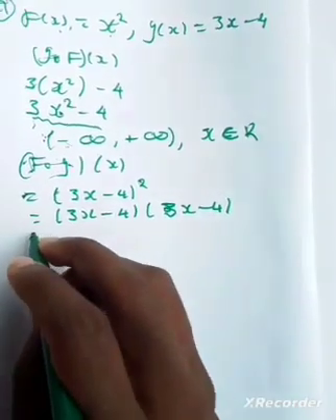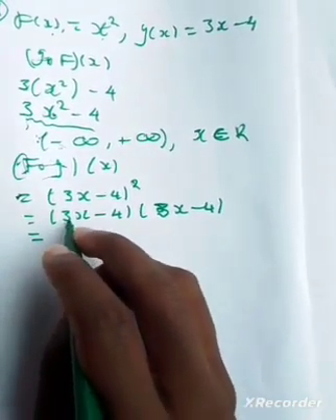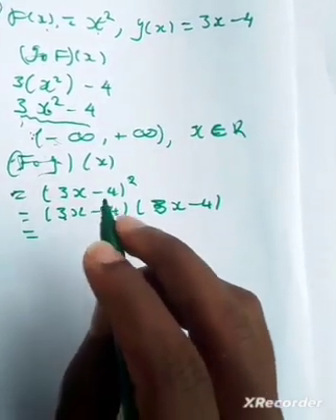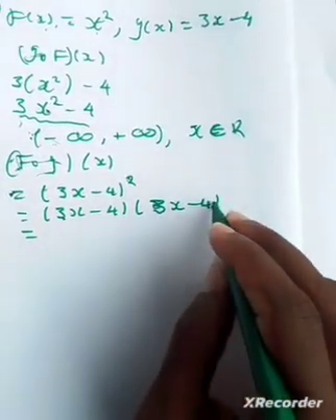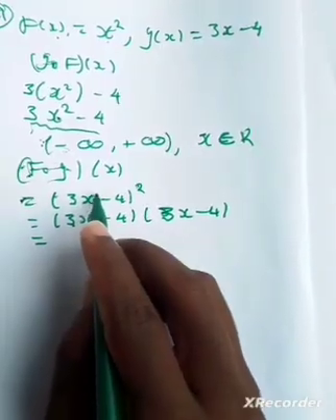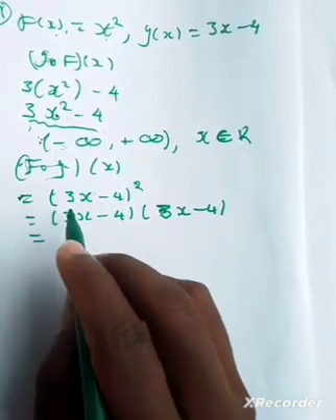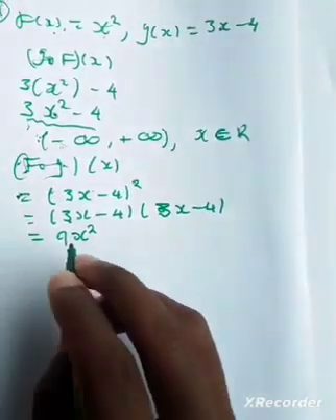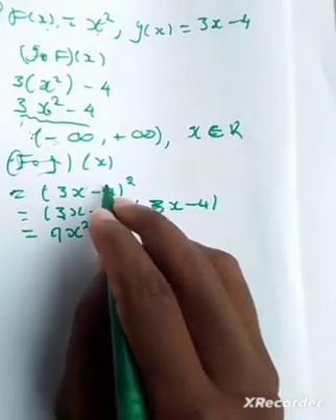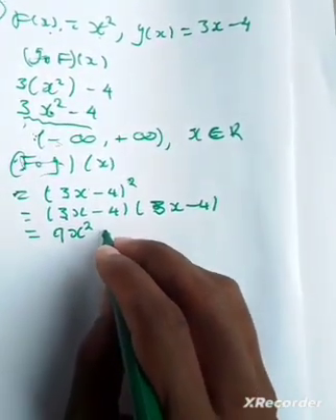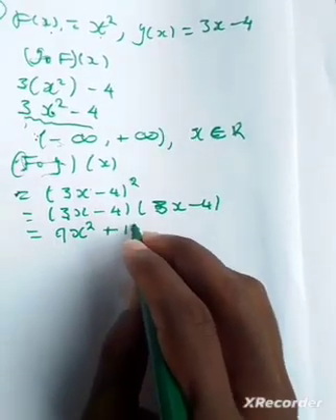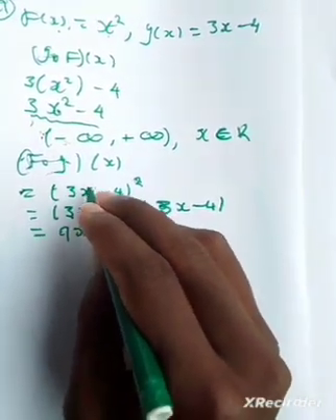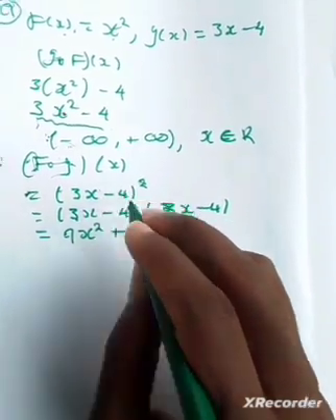So expand this function. Let me show you the shortcut of expanding. You can expand using the method that you know, but the easiest way to expand is to raise this to the power of 2, which is going to be 9x^2, and then raise this to the power of 2, that will be plus 16. Then say 2 times this one times this one.